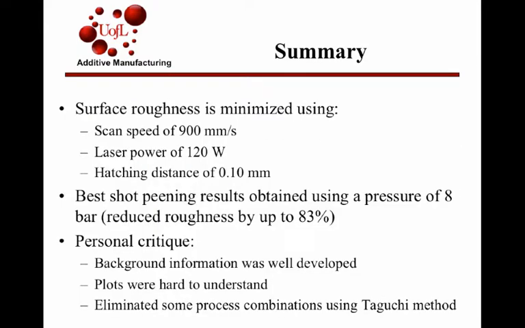All right, so it was determined that surface roughness could be minimized using the 900 millimeters per second scan speed, the 120 watt laser power, and a hatching distance of 0.1 millimeters, which is actually a combination that didn't get tested. So they're basing that just off the statistical representation of what would have happened had they tested it. But for efficiency and cost's sake, this is the best they could do. And the best results of shot peening were obtained using a pressure of 8 bar, which was the greatest pressure that they tested.